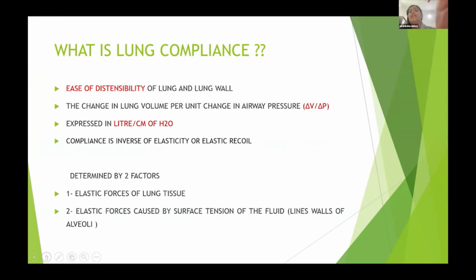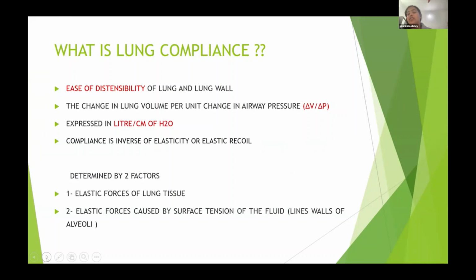So, starting from what is lung compliance? Lung compliance simply means the ease of distensibility of lung and chest wall. It means how easily you can expand the lungs. The ideal definition is the change in lung volume per unit change in airway pressure. It means if we are changing airway pressure by a unit, either increasing or decreasing, then how much volume change we are expecting to see. It is expressed in liter per centimeter of water.